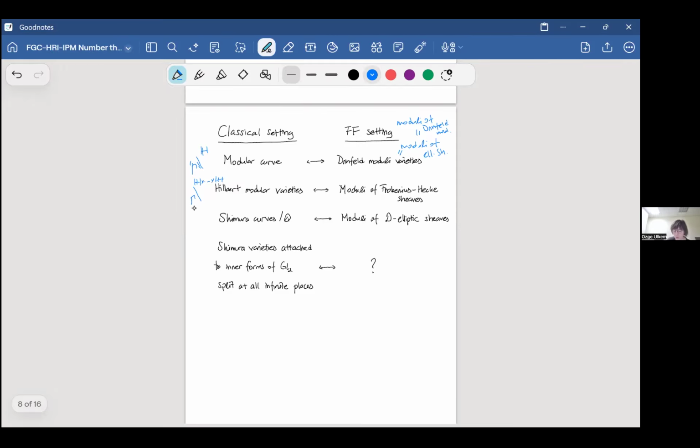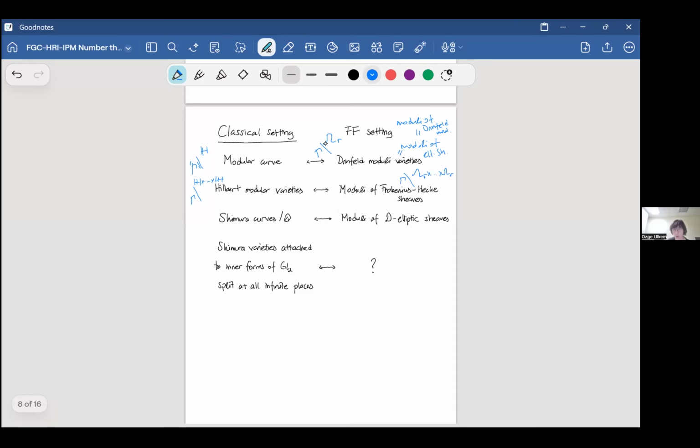And the analog of Hilbert modular varieties in the function field setting is the moduli of Frobenius sheaves, which can be thought of in a similar way, where Drinfeld moduli varieties can be thought of as the quotient of the Drinfeld upper half plane. Now, the moduli of Frobenius sheaves, which was defined by Stuhler, you just look at the product of copies of the upper half plane and you take the quotient by a suitable group.